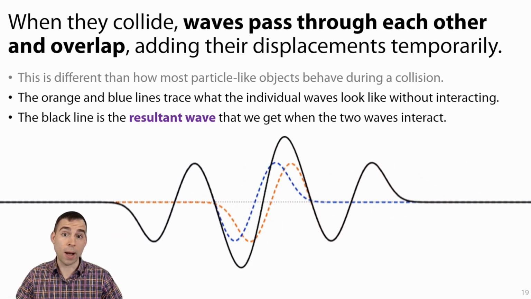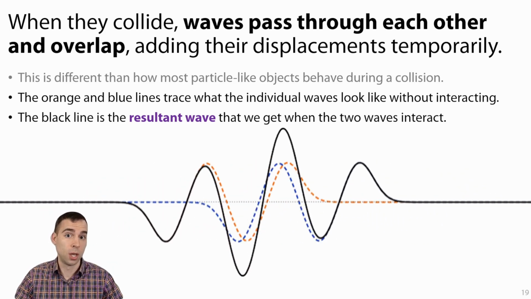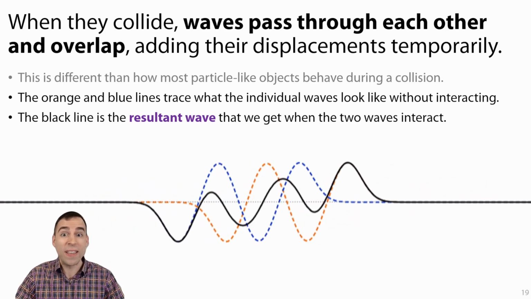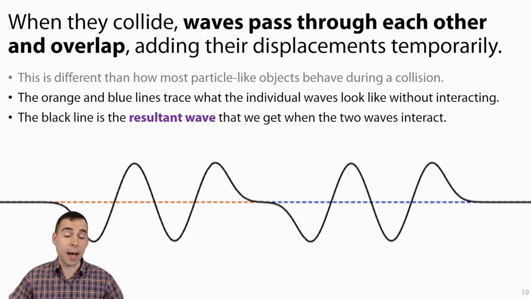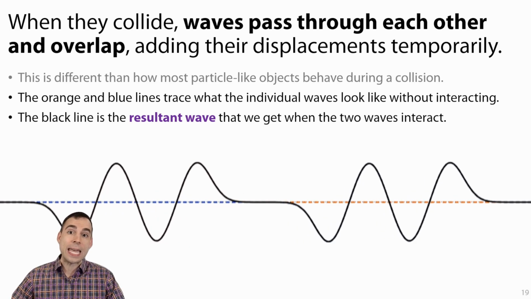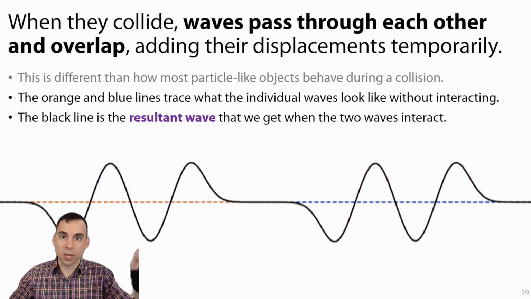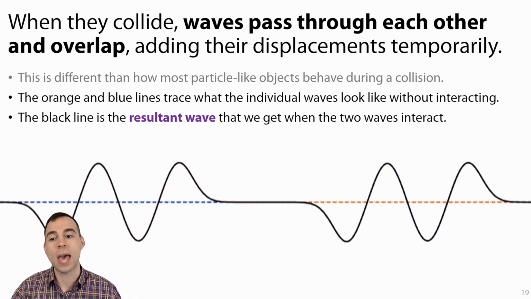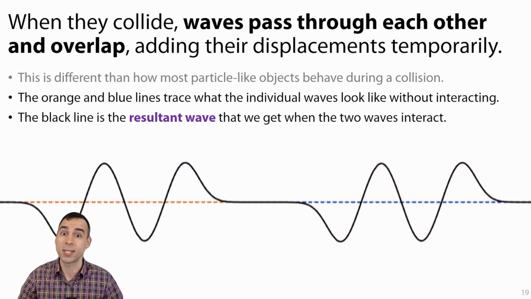Now that we've spoken about how to describe waves and how to show them on graphs, let's talk about what makes them special. Waves are distinctly different from particle-like objects because when waves collide, they pass through each other. If we take a look at the diagram at the bottom, we'll see that we have one wave traveling toward the other one, and as they overlap with each other, they don't bounce off of each other like billiard balls would. Instead, they pass through each other, and something special happens as they interact with each other. They combine to form a resultant wave.